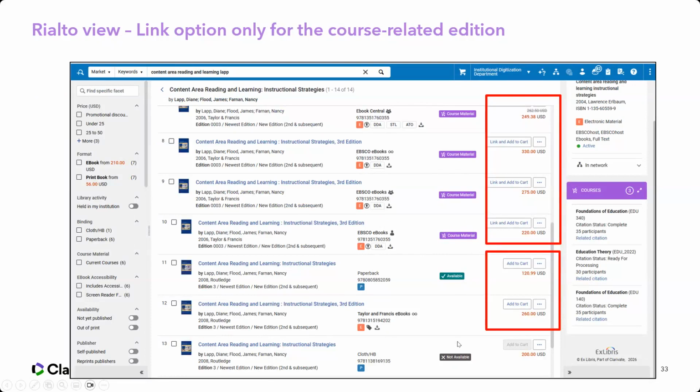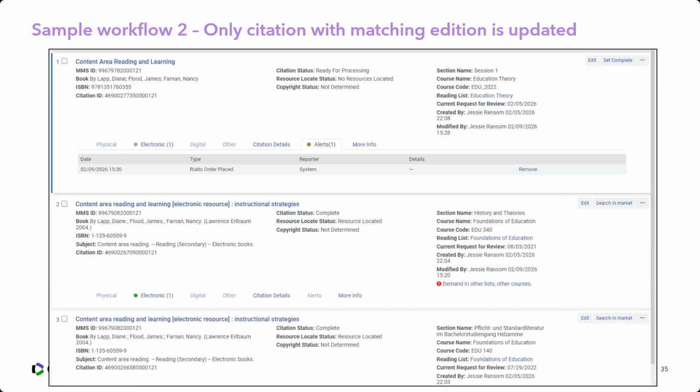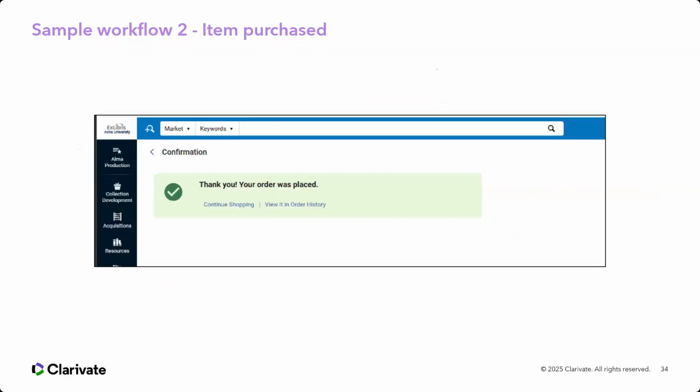They don't have the course materials badge, and in this case I can still buy them, but I can't link them to the course. So the link and add to cart information is only available on the ones that have a matching ISBN. If we were to purchase one of these offers with a matching ISBN, we get the purchase request notice, and then the purchase complete notice: item purchased, order was placed.